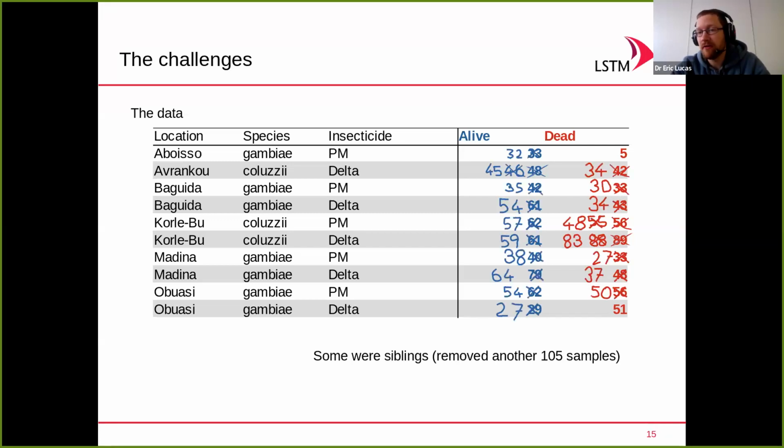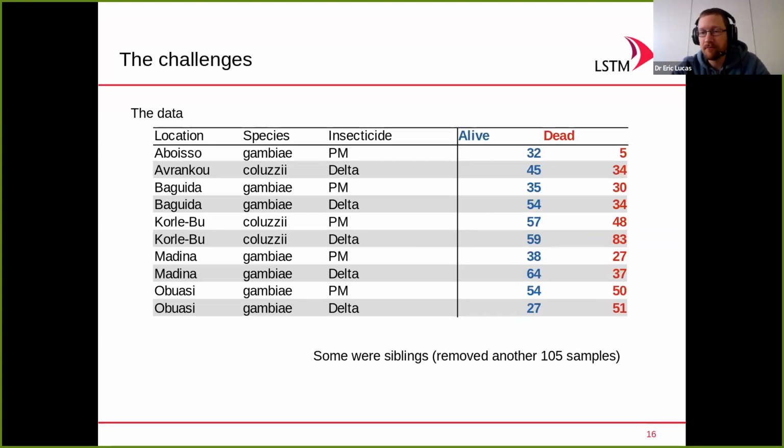And then there we lost much larger numbers of samples. So we had to remove a lot of samples for being siblings, and the final sample size looked more like this. So we're going from the mid 20s to the mid 80s here.